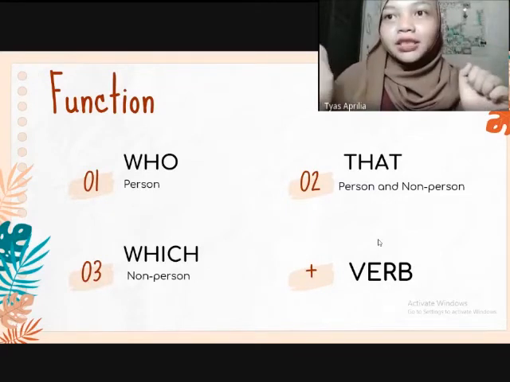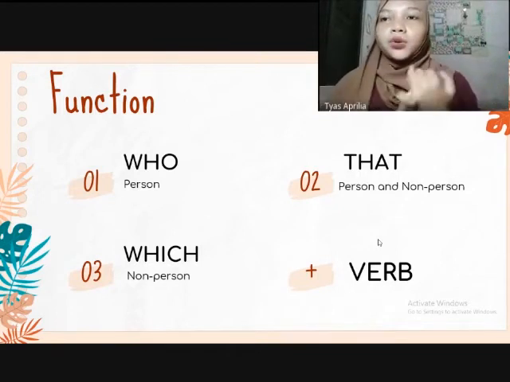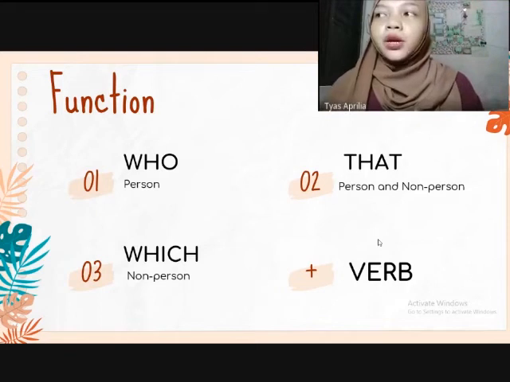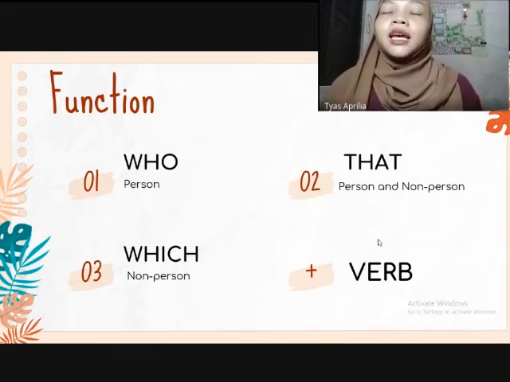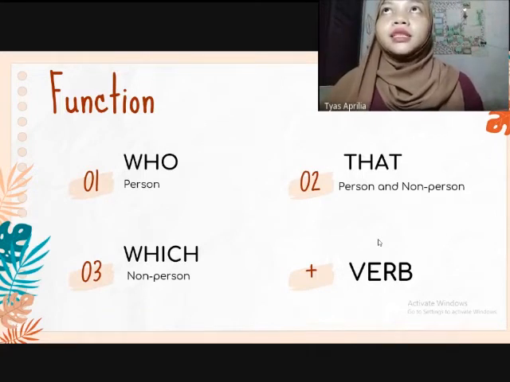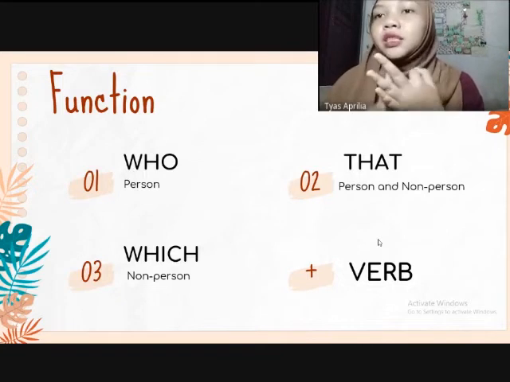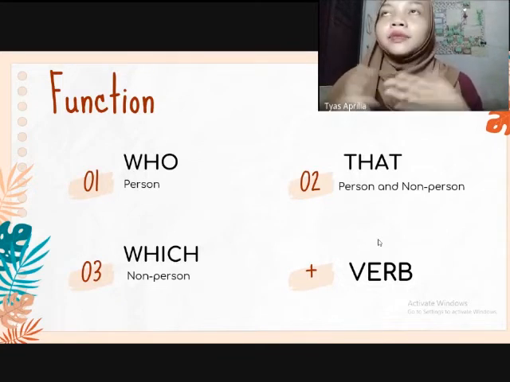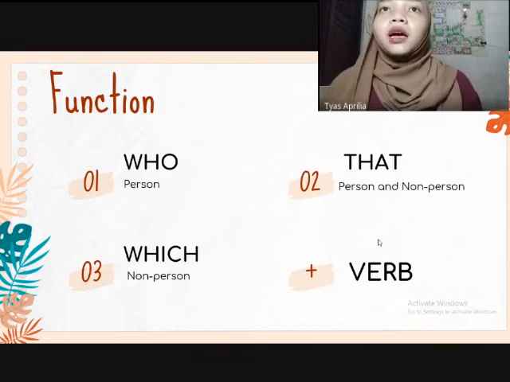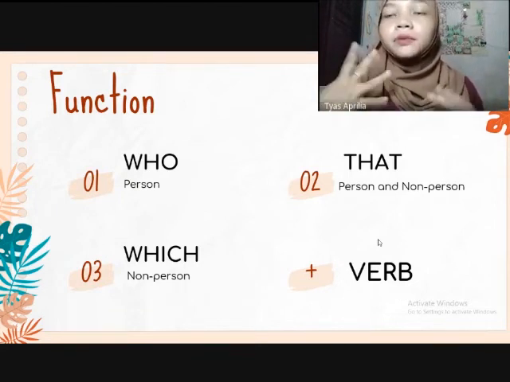The function, the first one is for who. Who refers to and is used for someone or a person, such as the boy, the man, the girl, the woman, she and he, for the essential information and the important information.